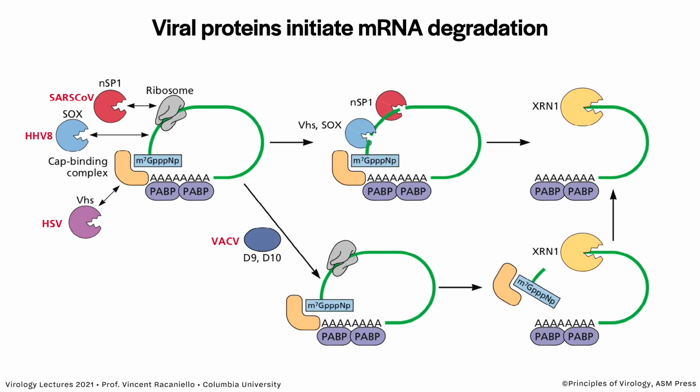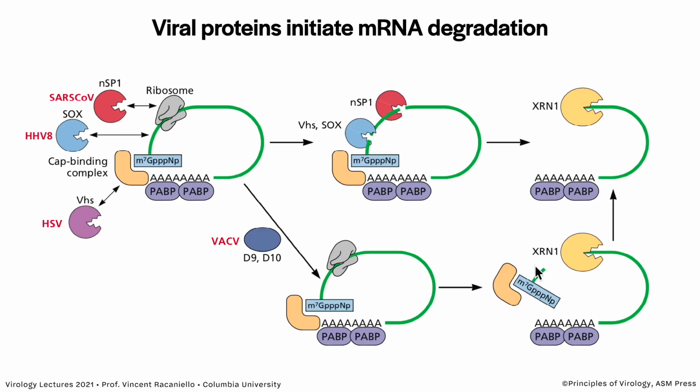So here are some examples of how viral proteins initiate mRNA degradation. There are a couple here, including SARS-CoV-1, the original one, which encodes a protein called NSP1, which basically removes the cap. Human herpesvirus 8 encodes a SOX protein that also chews up the cap. Herpes simplex virus will do the same thing. And vaccinia virus proteins will also remove the cap, as you can see here. And so once the cap is removed, that's a signal for XRN1 to come in and degrade the message.